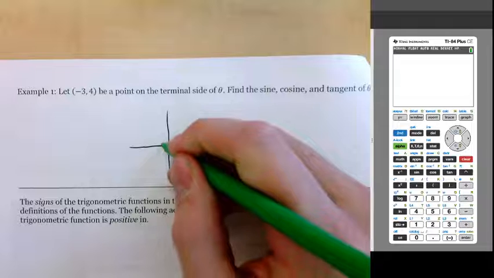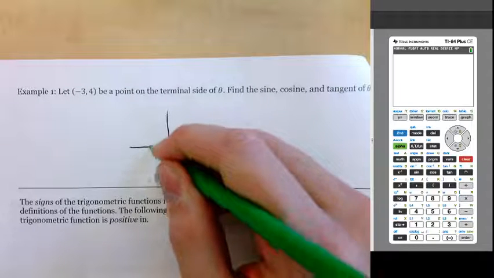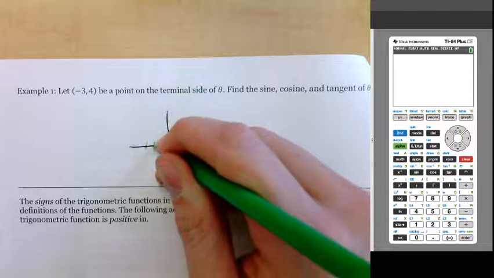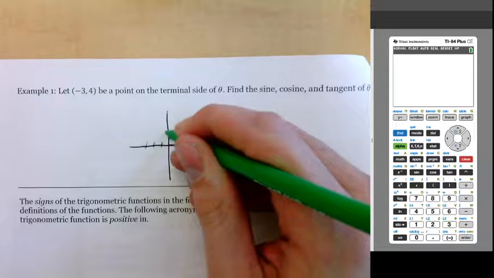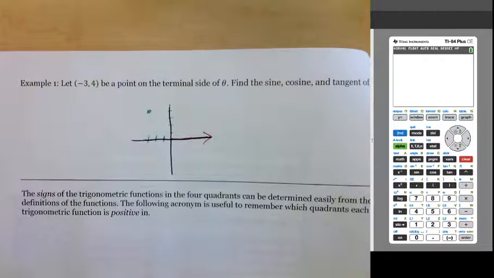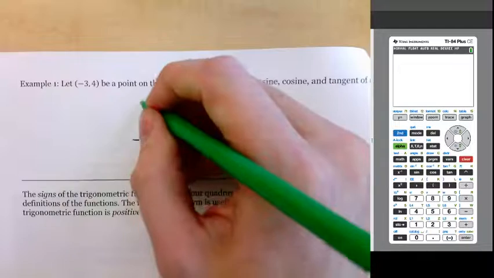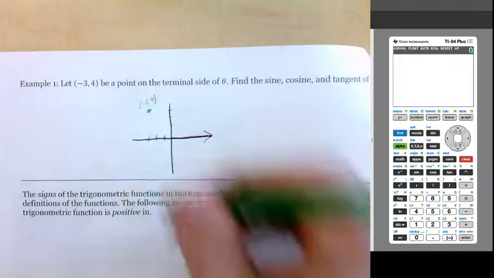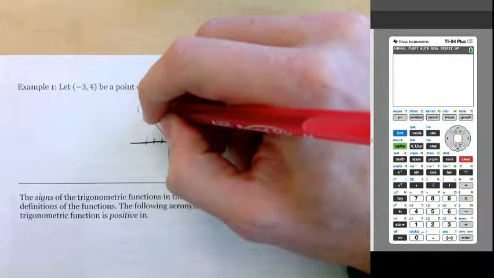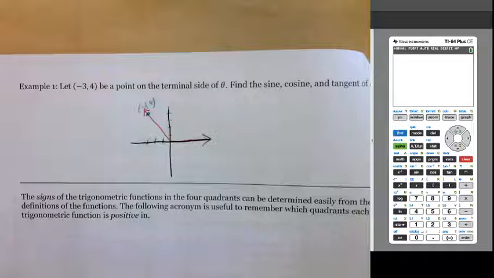It doesn't have to be perfect, we just have to get it in the right spot. It would be 3 to the left, and 4 up. 1, 2, 3, 4. So it's actually over here. That's the point negative 3, 4. And since it's on the terminal side of the angle, my angle looks like this. It goes through that point.